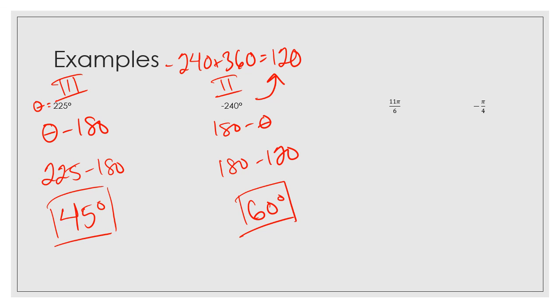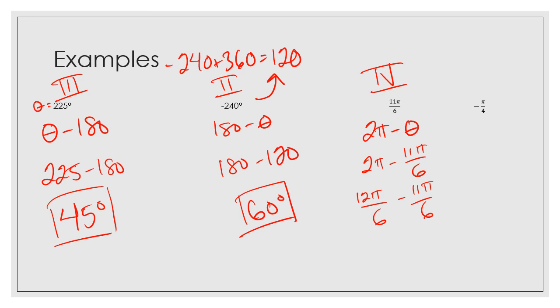If I look at 11 pi over 6, now I'm switching to radians. 11 pi over 6 is on the unit circle, and it's in quadrant 4. So I use my quadrant 4 formula in radians, which is 2 pi minus my angle measure. So this is going to be 2 pi minus 11 pi over 6. Again, we want like denominators, so I need to change that into 12 pi over 6 minus 11 pi over 6. When I do that subtraction, the final answer is pi over 6.